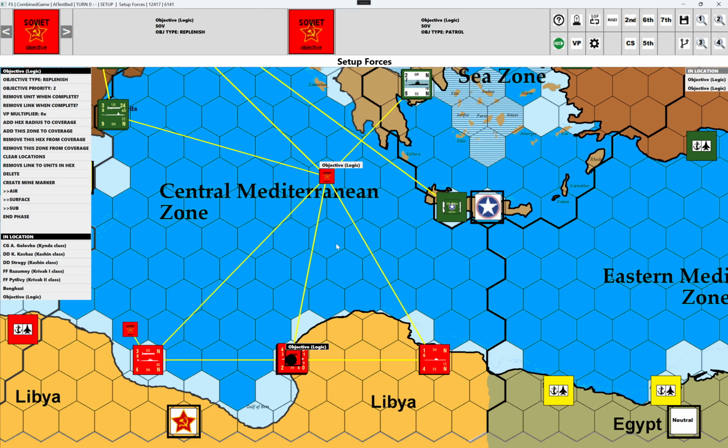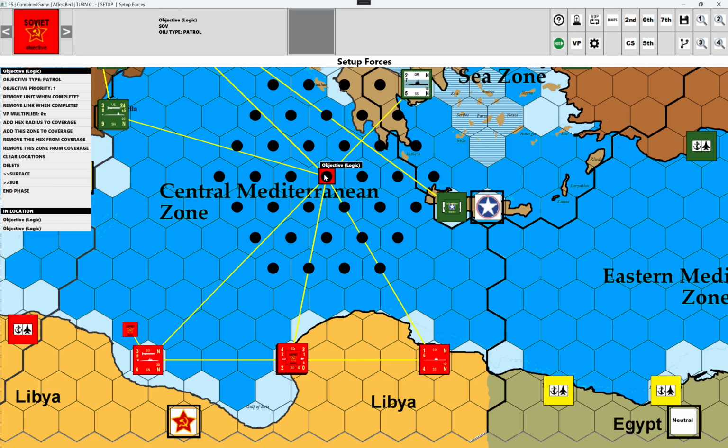But for these guys, since they only really have two objectives, one is patrol, one is replenish, they'll likely just keep going around in the search patrol area until they have a reason to replenish, and then they'll travel back down to here. Okay, so that's basically the setup.